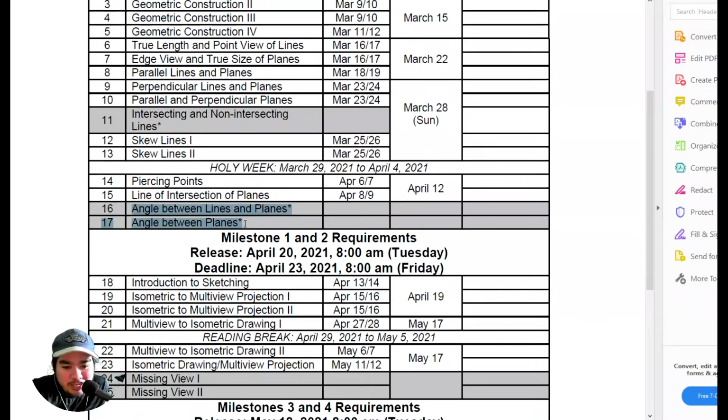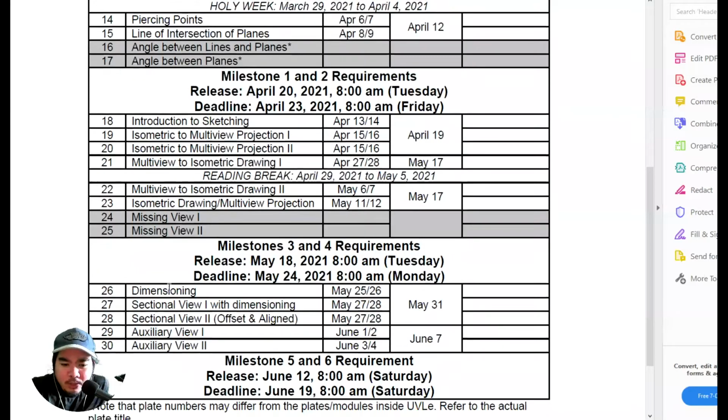Etong medyo challenging, itong angle between lines and planes, no? It's a bit challenging. So, I suggest na kung meron lang kayong additional time pa, saka niyo siya i-attempt gawin. Pero kung wala nang time, wag na lang muna ito. Ito, I think you can do this. Missing views are also supplemental materials. So, if you want to do them, okay lang. If not, okay lang din na hindi niyo muna gawin siya. Okay?